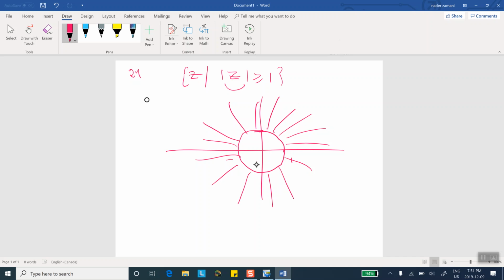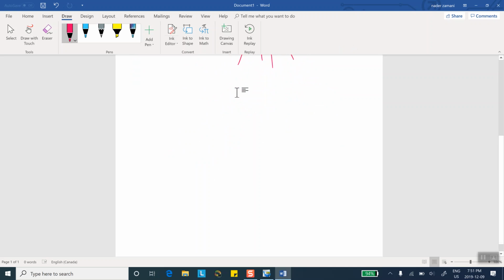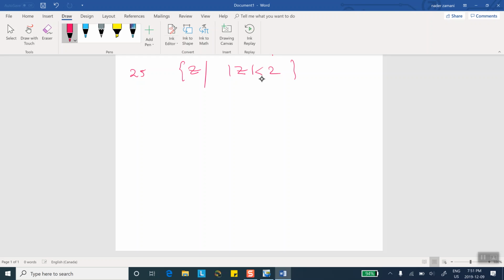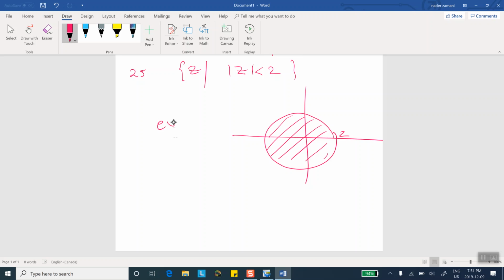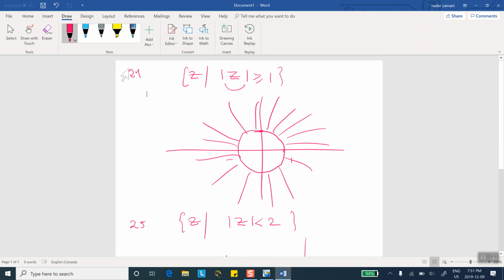Okay. 25, same kind of animal. Set of all z's such that modulus of z is less than 2. Now remember, here there is no equal sign, so you draw the circle of radius 2, and you take only the points inside of that circle. Exclude the circle itself. Anything inside of it is perfectly okay. Okay. Let's do number 26. Number 26, same kind of animal.